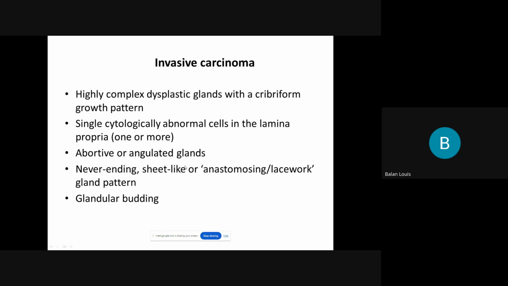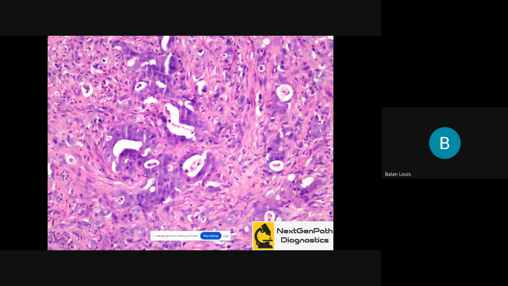So invasive carcinoma is nothing but all the features of a high-grade dysplasia, but there is also invasion into the underlying stroma. So how do you know that the cells have crossed the border? We know because there is a phenomenon called desmoplasia. Once the tumor cells invade the underlying stroma, there will be alteration of the stroma. The stroma becomes more fibrous because the tumor cells elicit a fibrotic stromal response. That is what we call desmoplastic stromal response.